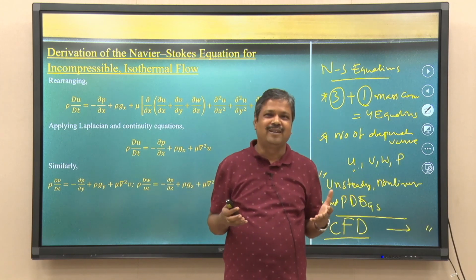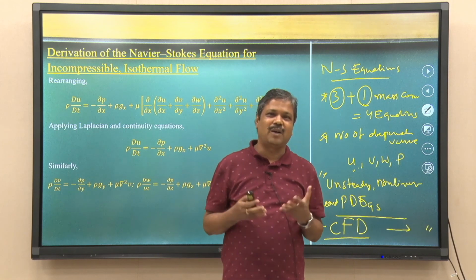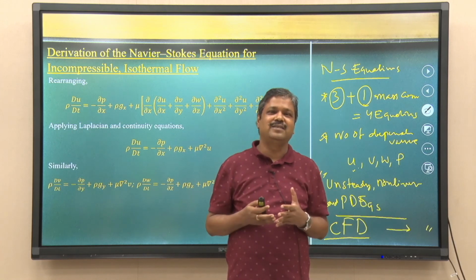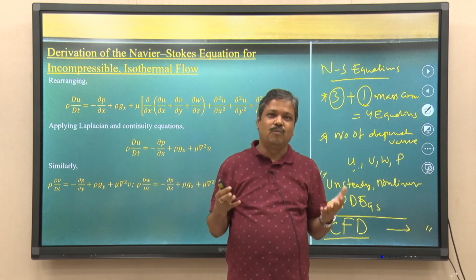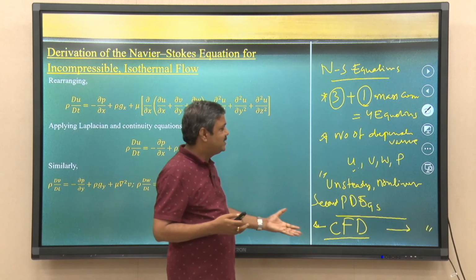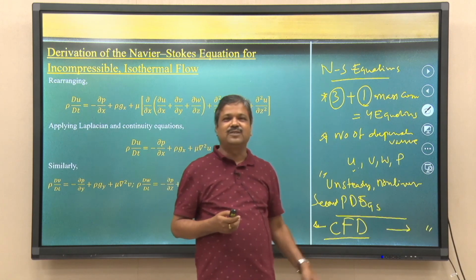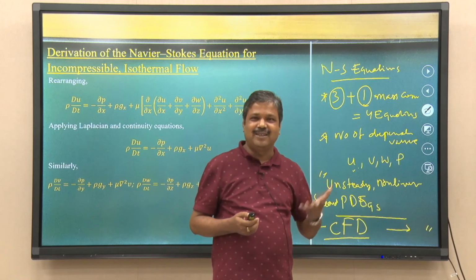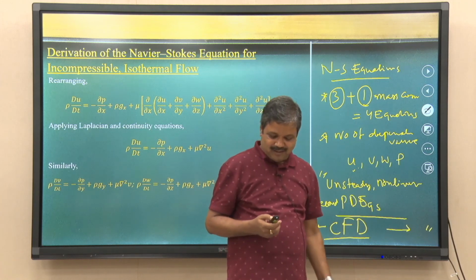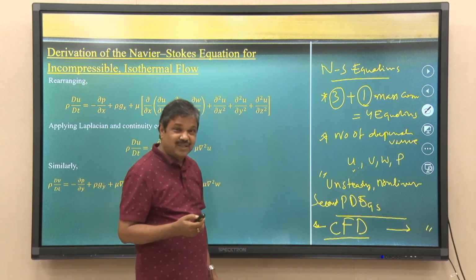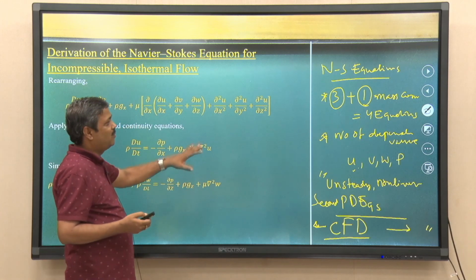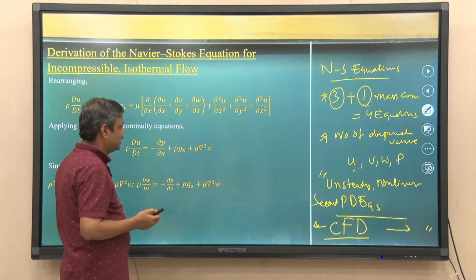That is the reason we have been looking for approximate solutions of the Navier-Stokes equations in different forms for almost the last 50 years. That is what gave birth to computational fluid dynamics, which we discussed many times. This is the reason we have CFD now. Otherwise, there would be no CFD if we had exact solutions of the Navier-Stokes equations, even for incompressible isothermal cases.